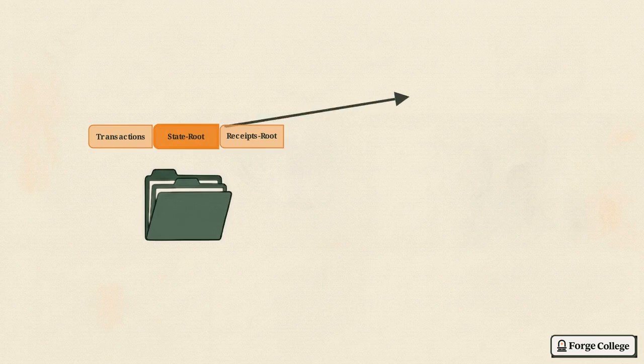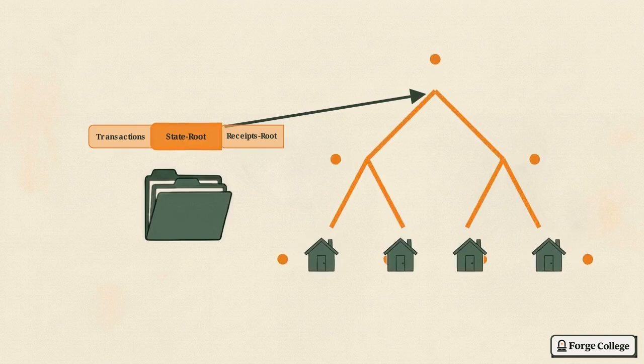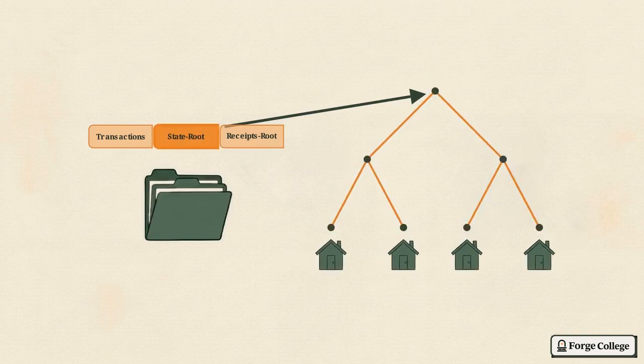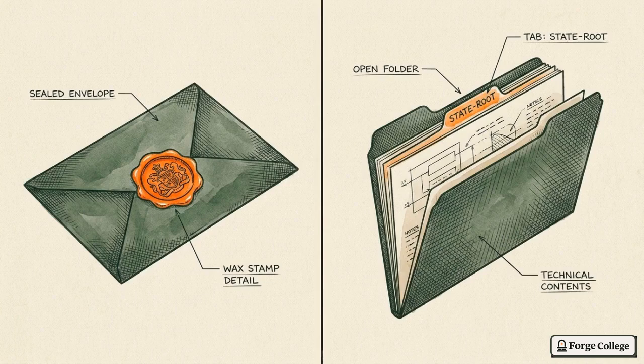That state root tab is the most important part. It is a direct pointer back to our city map, ensuring the block is linked to the most up-to-date version of who owns what across the whole network. While Bitcoin blocks focus on agreeing that a list of events happened, Ethereum blocks focus on agreeing on the exact state of the world after those events are finished.